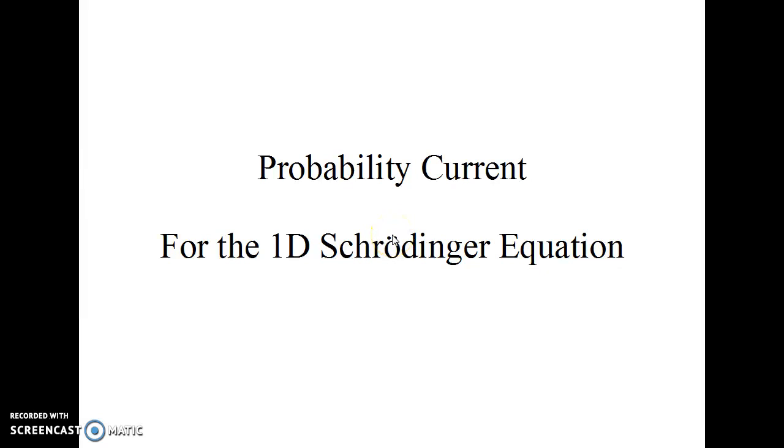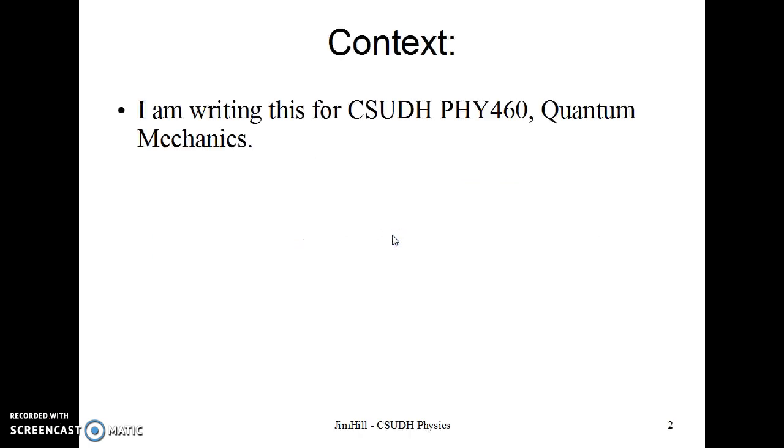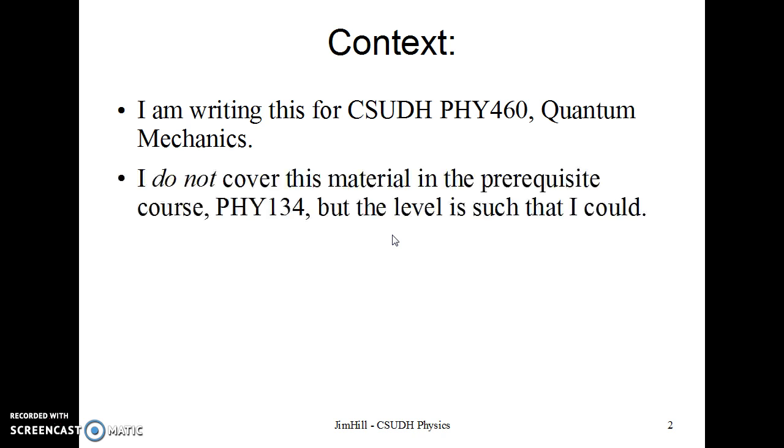Hi, we're here today to talk about probability current for the 1D time-dependent Schroedinger equation. It's my first introduction to it, so if you're in my course, this may be the first time you've heard of it. I'm writing this for a specific course, the regular junior-senior level quantum mechanics course in the American undergraduate physics curriculum. We call it Physics 460 at my university, Dominguez Hills.